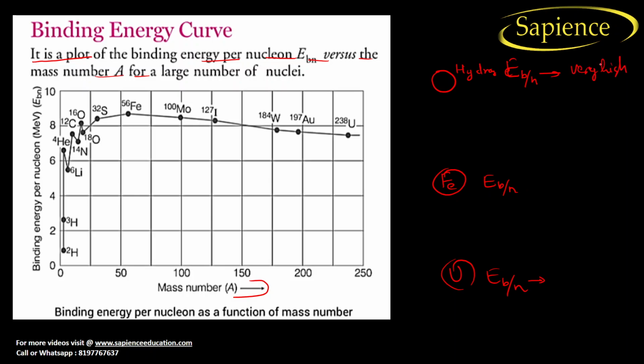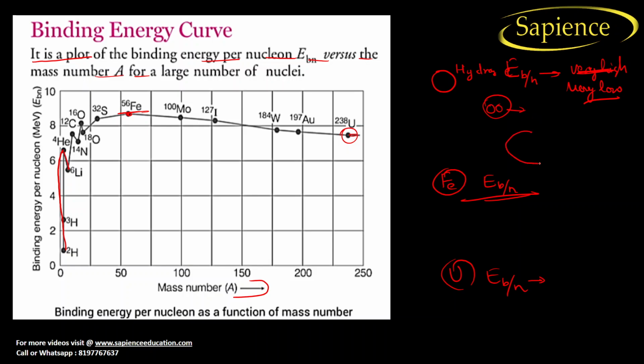very low for the hydrogen atom. After that, suddenly there is an increase in the binding energy per nucleon up to helium. After that, it decreases a little bit. Then you will find that for iron, it is the maximum binding energy per nucleon. After that, for uranium, there is a little less binding energy per nucleon. As soon as the nucleons are closer, there is a very strong bond, which means more binding energy per nucleon.